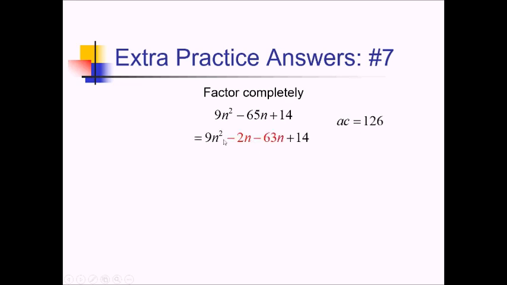And now that I have 4 terms, I can factor by grouping. So for my first 2 terms, I can take out an n from that, leaving me with 9n minus 2. For my last 2 terms, those are both divisible by negative 7. If I take a negative 7 out, we've got a 9n minus 2. Now that I have the same parentheses, 9n minus 2, I can factor that out from everything, leaving me with n minus 7 in a parentheses next to it.